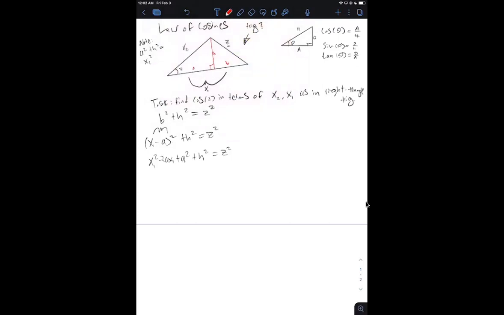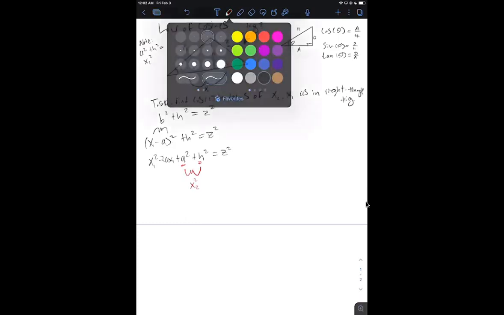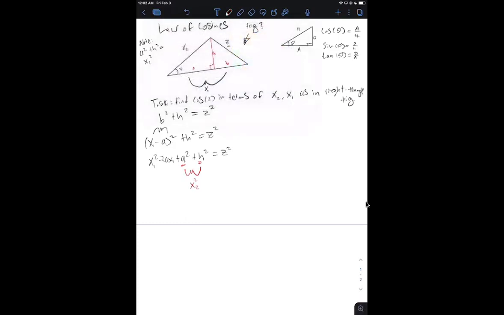And we actually can. So notice that this and this are equal to x2 squared. So we'll say x2 squared. And then we can do a little bit of regrouping here. We've got x1 squared plus x2 squared. So we're getting pretty close to our goal here. But then we've got this minus 2a x1 equals z squared.